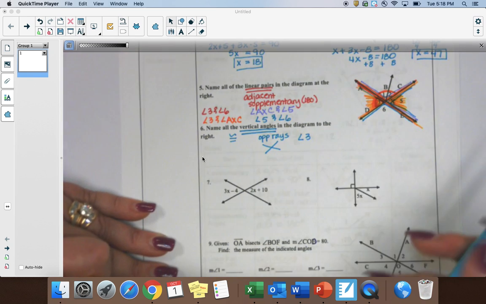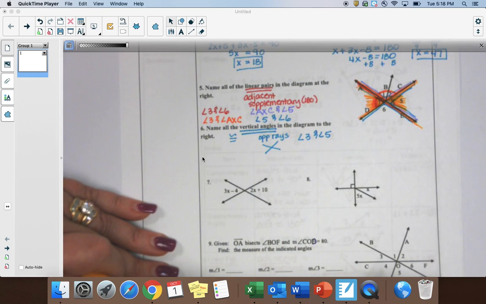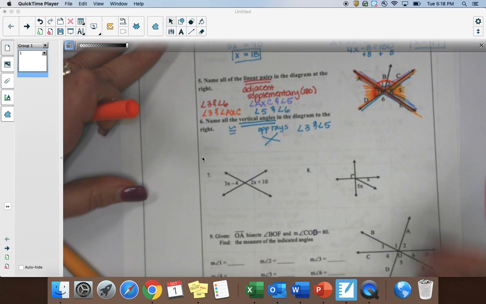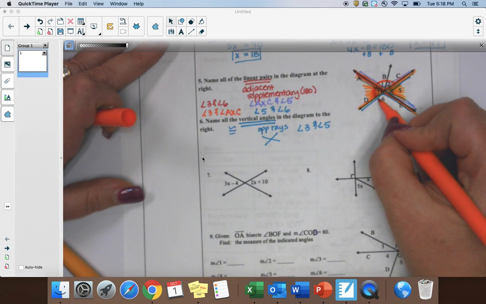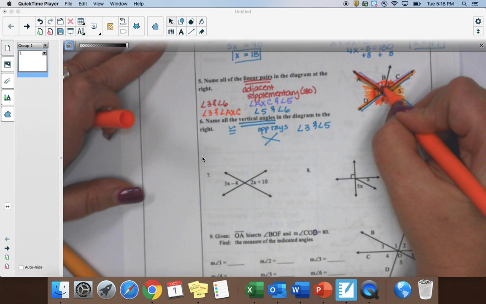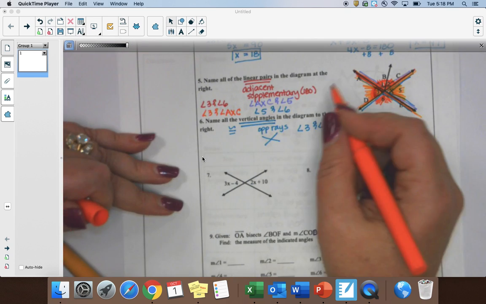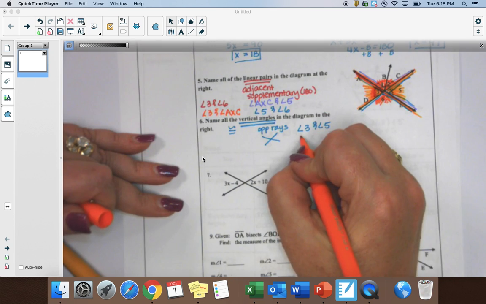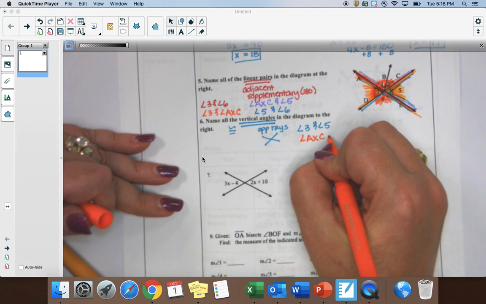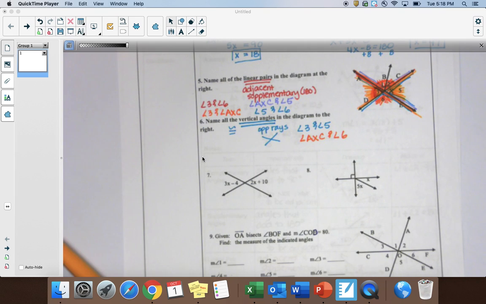So then we would say angle 3 and angle 5 are vertical angles. Then, if you use those same two lines, you can also say that angle 6 and angle AXC are congruent. So we would say angle AXC and angle 6 are vertical angles.